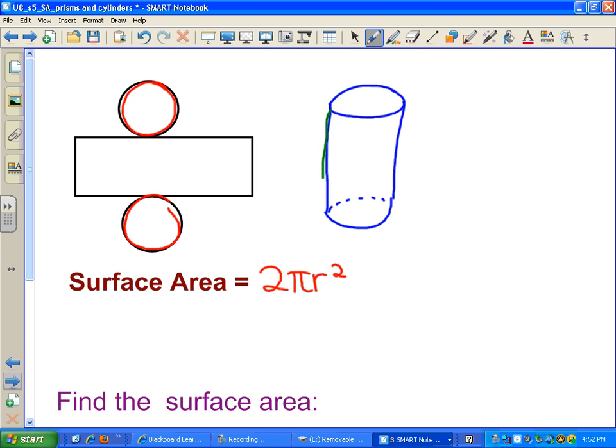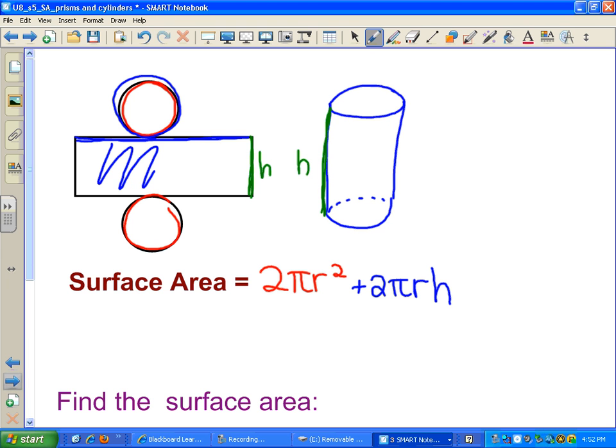On my cylinder I have drawn over here, the vertical line is my height, which corresponds to my height here. And then this piece of the rectangle, well, imagine wrapping that around the circle. It has to fit all the way around that circle. Well, if it's going to fit around the circle, that's the circumference of the circle. And I know the circumference is 2 pi r, and I'm going to multiply it by the height because that's going to give me the area of this rectangle. So there is my formula for surface area: 2 pi r squared plus 2 pi r h.